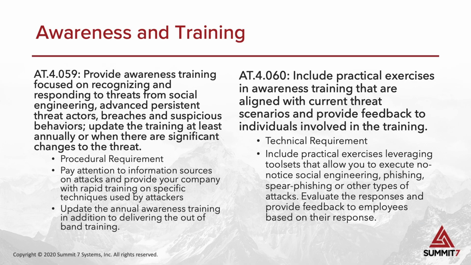Okay, the next one is awareness and training, AT 4.059 and .060. This is all about providing training that goes above and beyond the requirements that we had in level 3, right? We want to make sure that we are responding to the different types of threats out there: APTs, social engineering attacks, breaches that have happened, other kinds of suspicious system behaviors or user behaviors, and get that training about all those kinds of attacks out to your users.